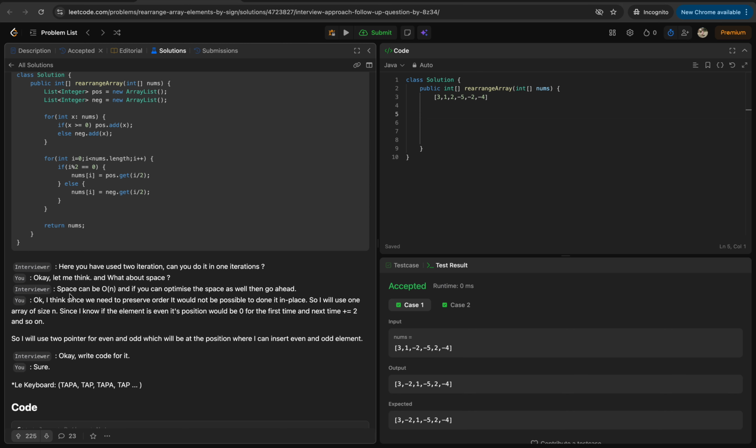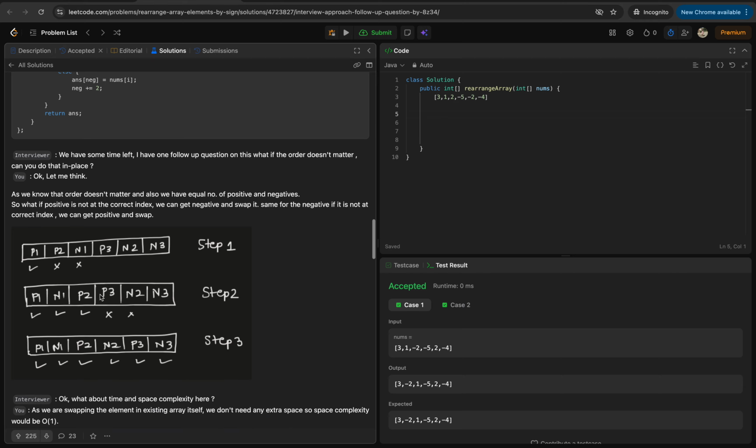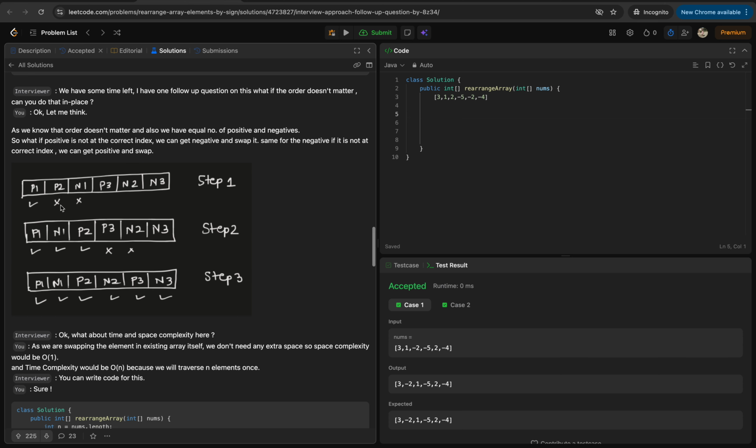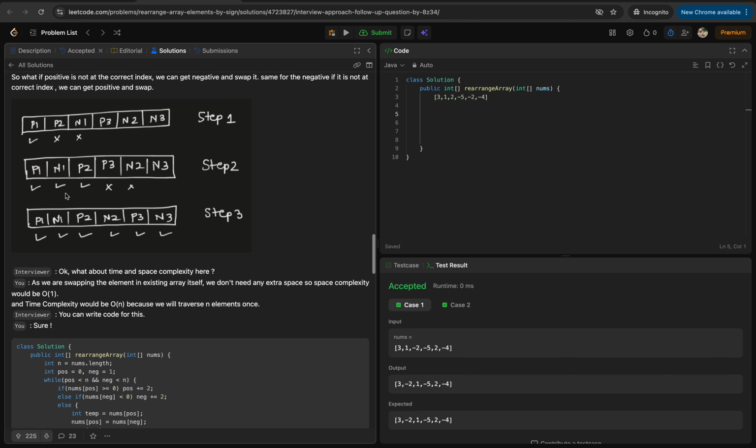Okay, let me think. What about space? This is done. Okay, let me think. As we know, the order doesn't matter. Also we have equal numbers, so what if the positive is not at the correct index? We can get a negative and swap them. Same for negative, if it is not at the correct index, we can get a positive and swap them. Step 1, in the same iteration also we can do.